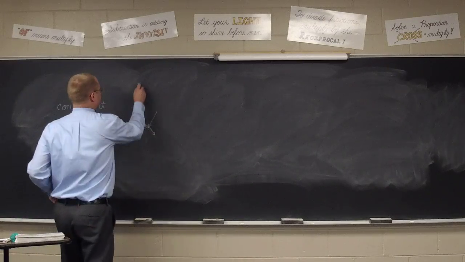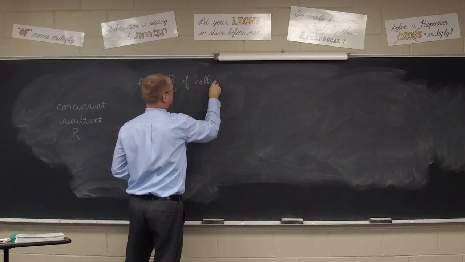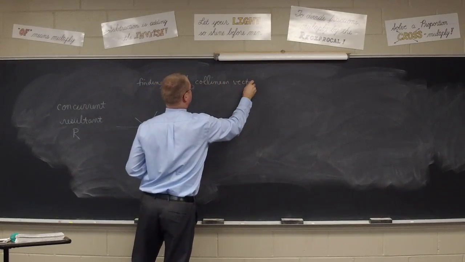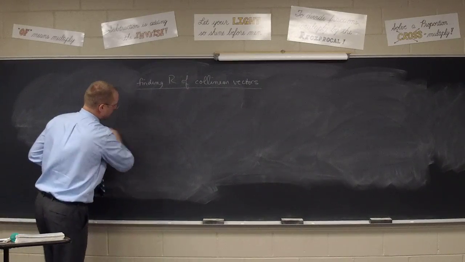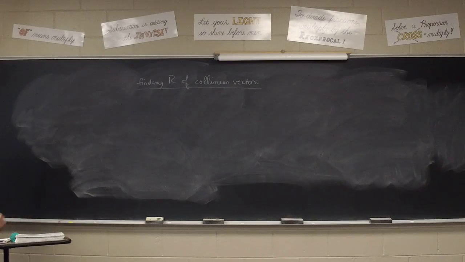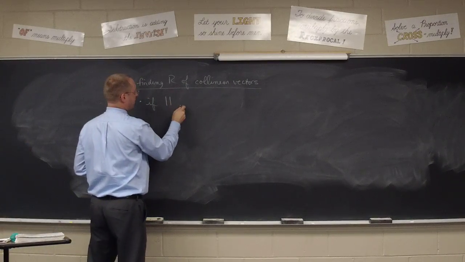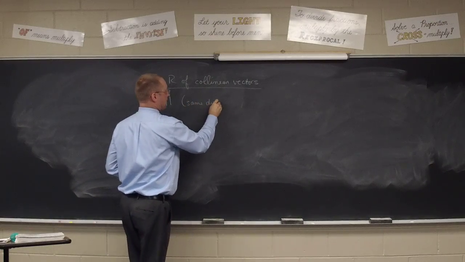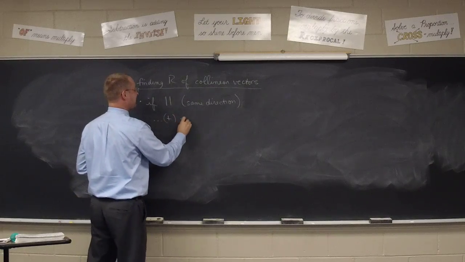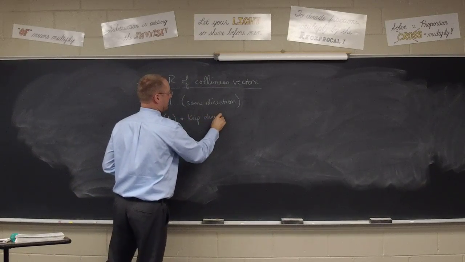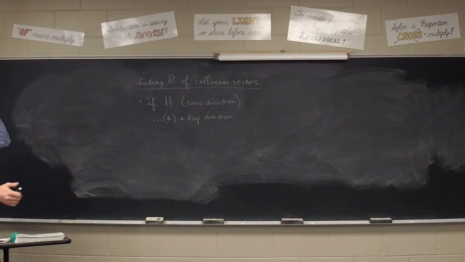So the next thing you note is finding the resultant of collinear vectors. And it's really pretty easy. If they are parallel, which remember means same direction, add and keep the direction. If they're acting in the same direction, add and keep the direction.